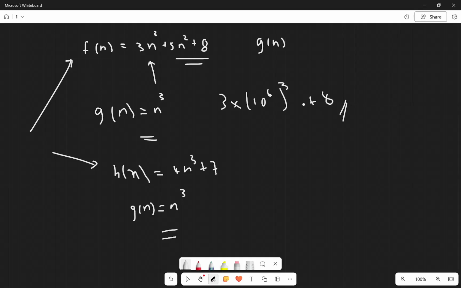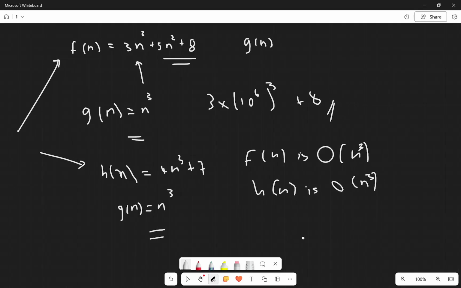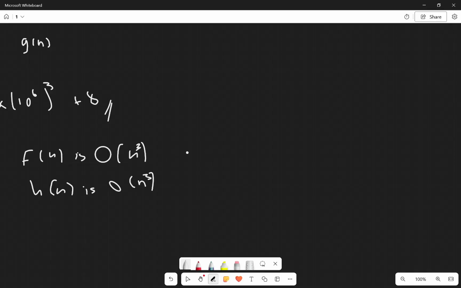So for this function, let's say we found fn. We can say fn is big O of n cube. And for this one also, we can say hn is big O of n cube. Same way, you can say big omega as well.